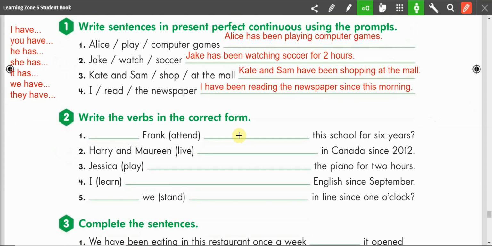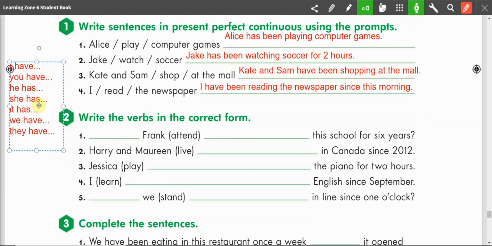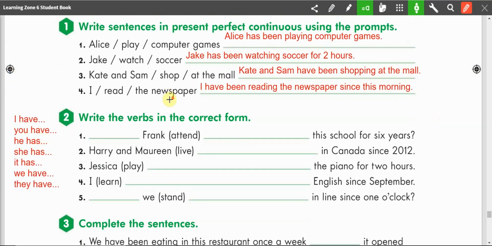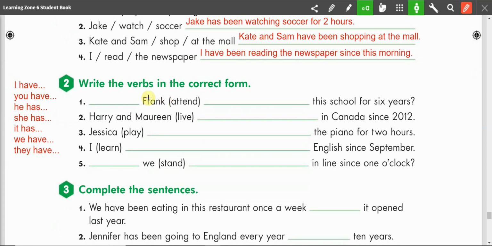Let's go to the next exercise, exercise 2. It says, write the verbs in the correct form. All right, so this one is a question. So when you have a question, you need to move the have or the has in front of the subject. So for a question, you would move this in front like that. So it'd be have I, have you, has he, has she, has it, have we, and have they.